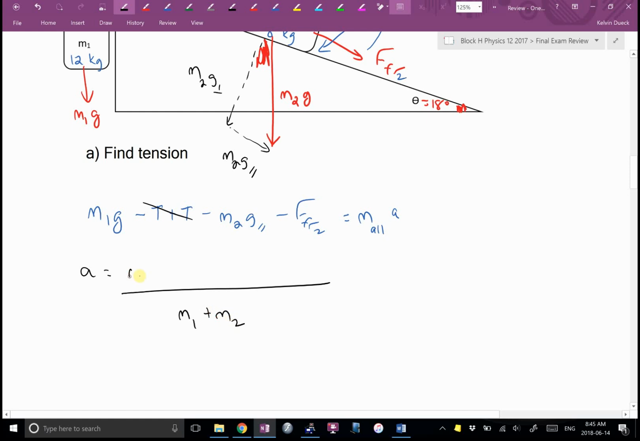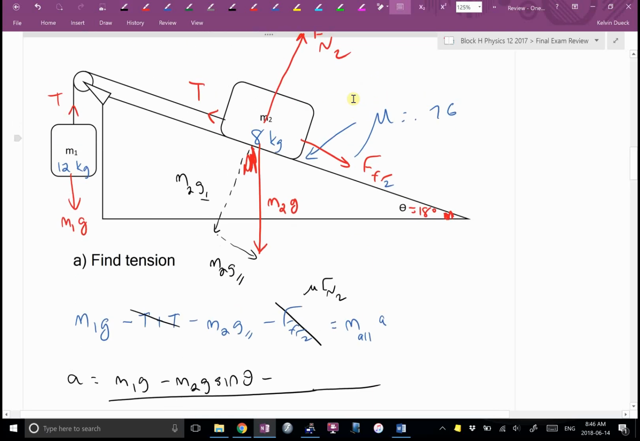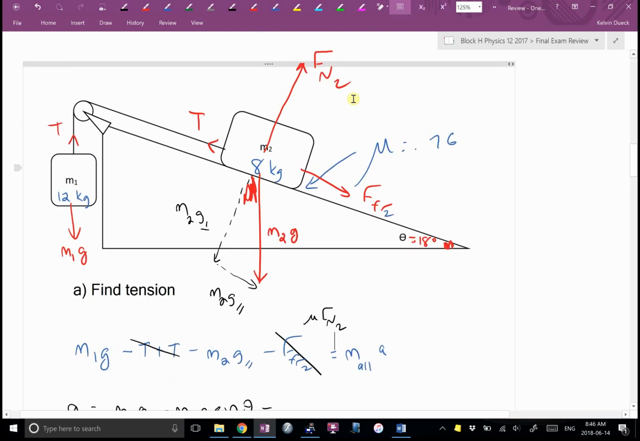It's going to be M1G minus M2G parallel, M2G times sine of the angle, minus, I'm going to cross out friction up there for a second because friction is what times what? So I'm going to replace it up there with mu times normal force number 2. I don't know normal force number 2. Oh, but look. I know the force the same size as normal force number 2.